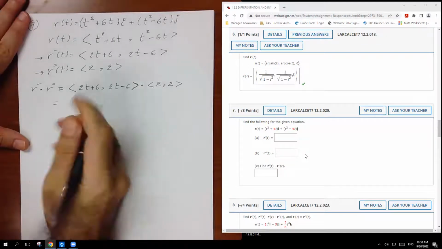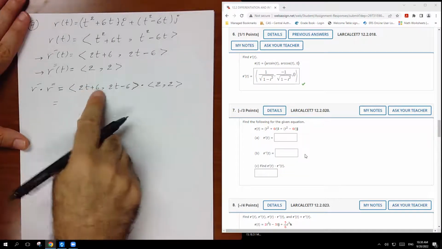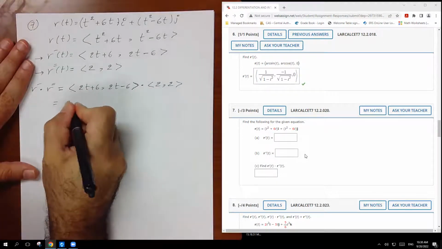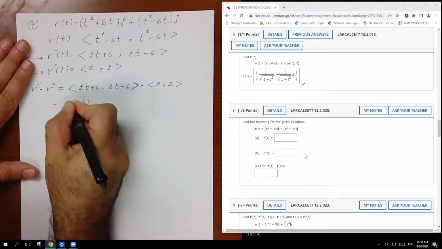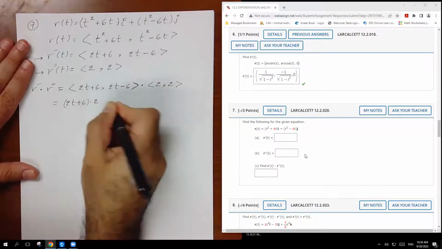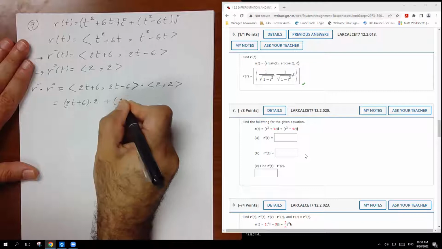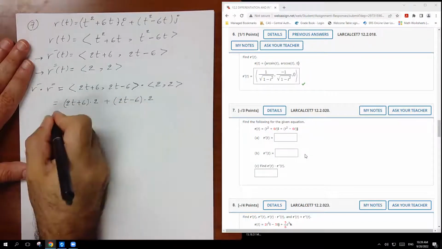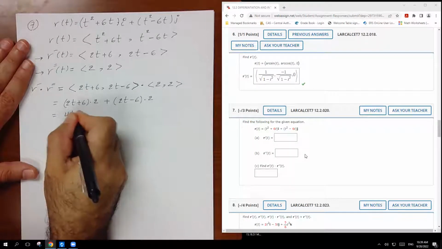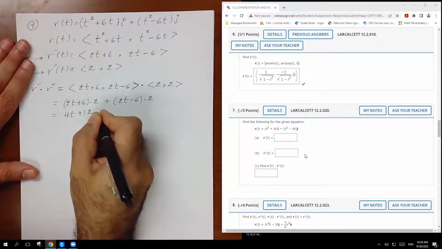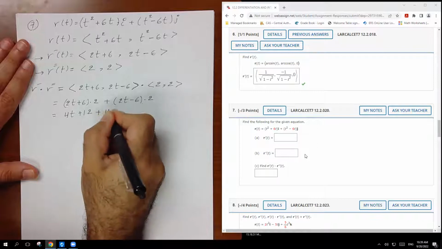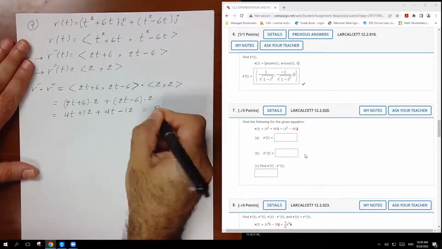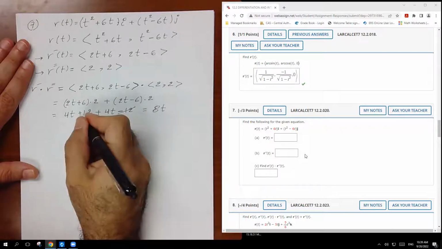So now this one is going to be this one times this one plus this one times this one, because it's a dot product. So it's going to be (2t + 6) times 2 plus (2t - 6) times 2. And this one is going to be 4t + 12 plus 4t - 12. And the result is going to be 8t, because this one cancels with this one.